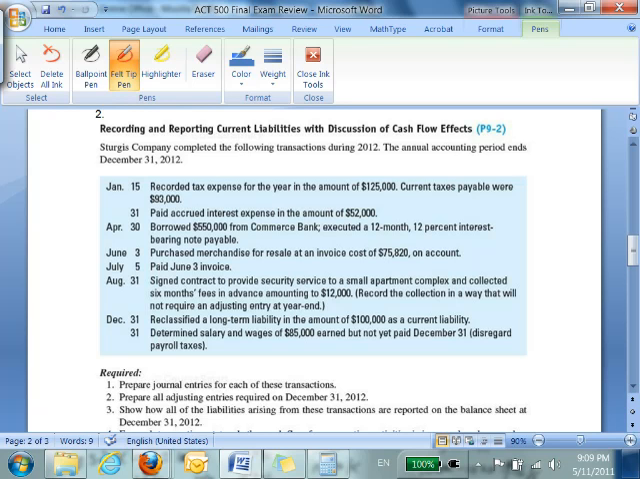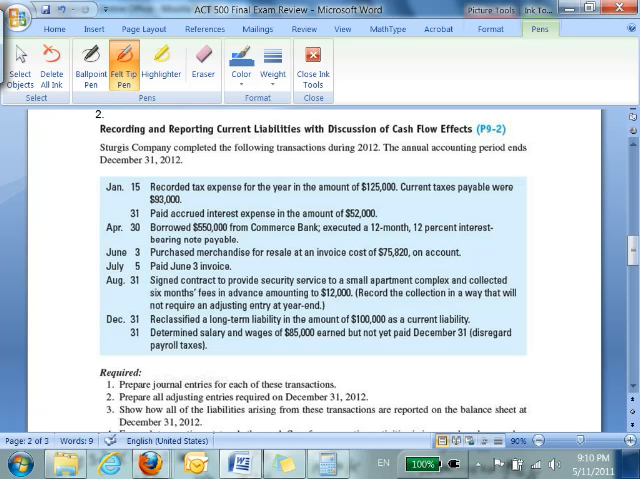April 30th, borrowed $550,000 from Commerce Bank, executed a 12-month 12% interest-bearing note payable. June 3rd, purchased merchandise for resale at an invoice cost of $75,820 on account. July 5th, paid June 3rd invoice. August 31st, signed contract to provide security service to a small apartment complex and collected 6 months fees in advance amounting to $12,000. Record the collection in a way that will not require an adjusting entry at year end.